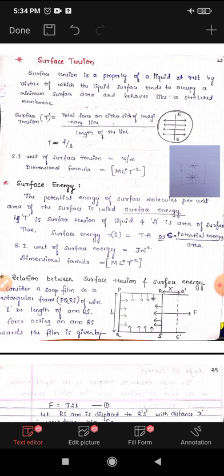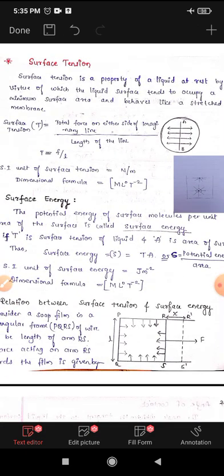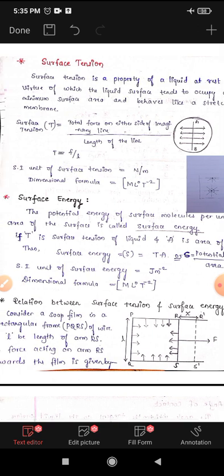So the surface tension of this liquid is defined by this formula: the total force acting on either side of the imaginary line divided by the length of the line AB. And the SI unit of surface tension is Newton per meter, and the dimensional formula is M L^0 T^-2.